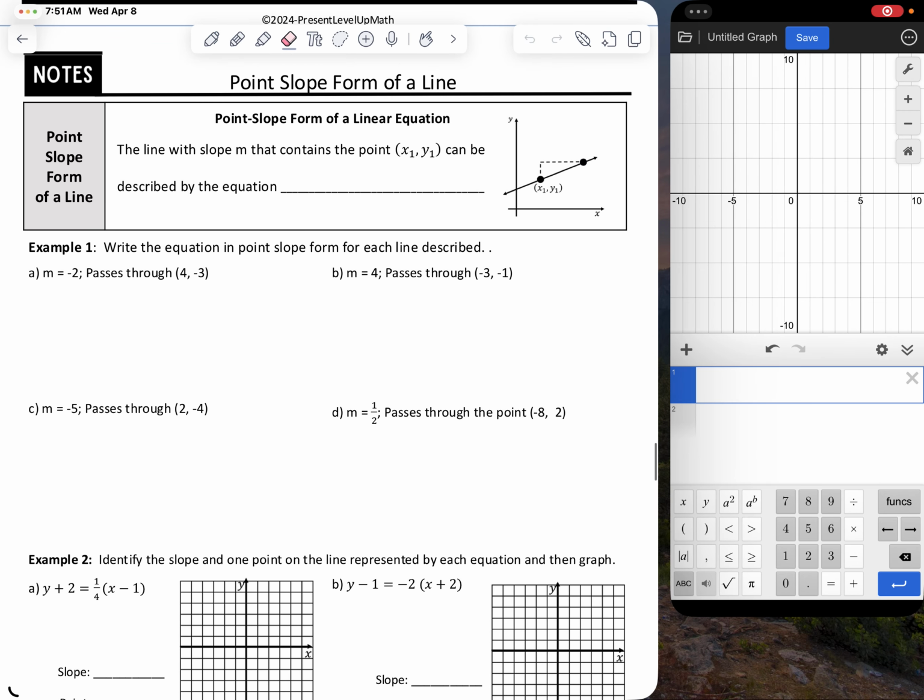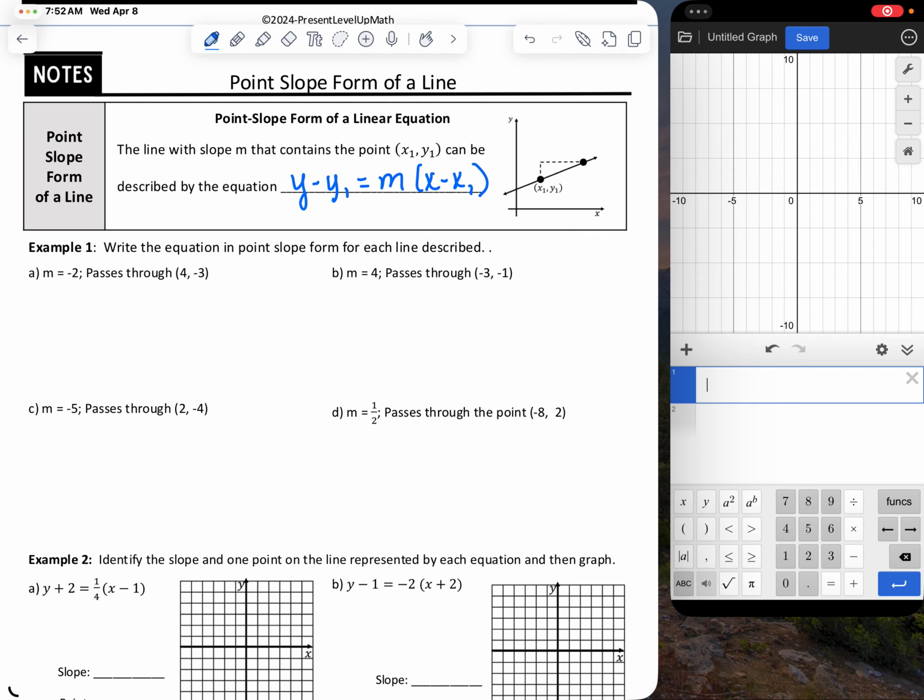In today's lesson, we will be exploring the point-slope form of a line. Before we do, let's give the formula for the point-slope form of a line. The line with slope m that contains the point (x sub 1, y sub 1) can be described by the equation y minus y1 equals m times the quantity x minus x sub 1. In example 1, it says write the equation in point-slope form for each line described.